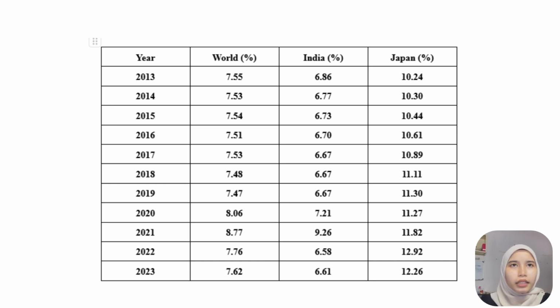It started at 10.24% in 2013 and increased to 12.26% in 2023. The steady rise can be attributed to Japan's aging population, which has a higher mortality rate.